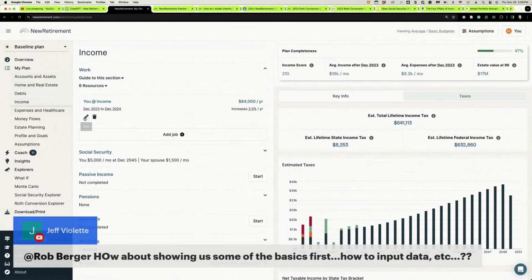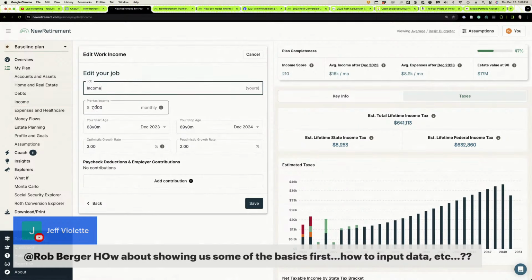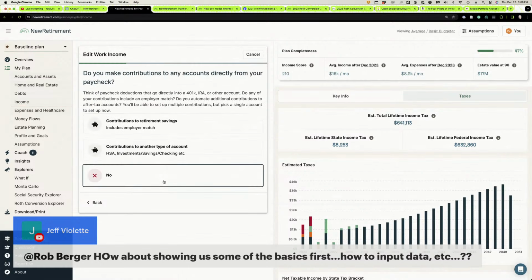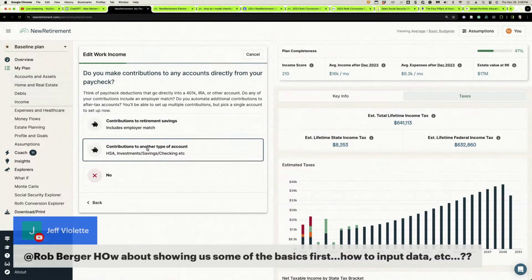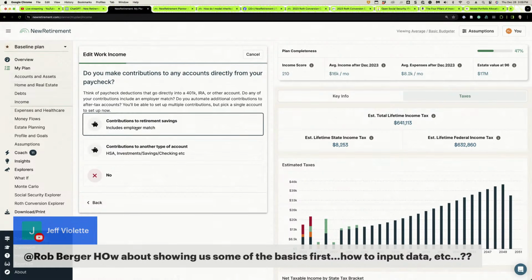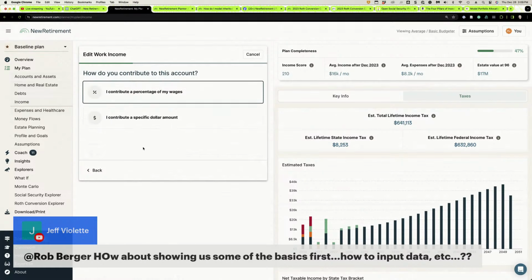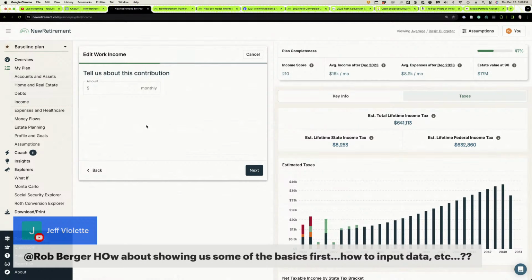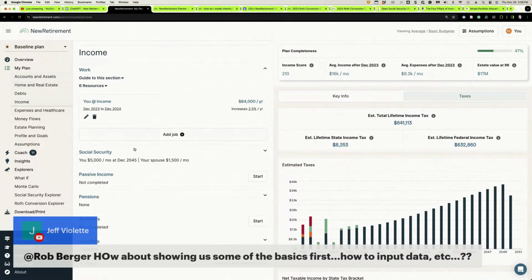Income, you're going to have your jobs, and you can put in your monthly pre-tax income. When you're going to stop working, you can put in optimistic and pessimistic growth rates for raises and so forth. You can also add a contribution if you're contributing to a workplace-related, let's say a 401k, for example, or HSA, and are there employer matches or not. But it really kind of walks you through it. It's fairly straightforward. I'm not going to add those to this plan.